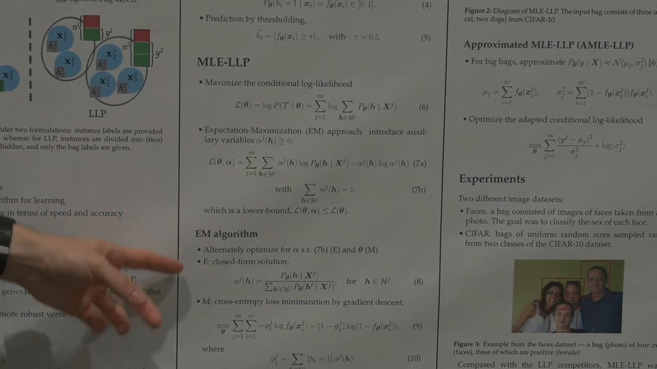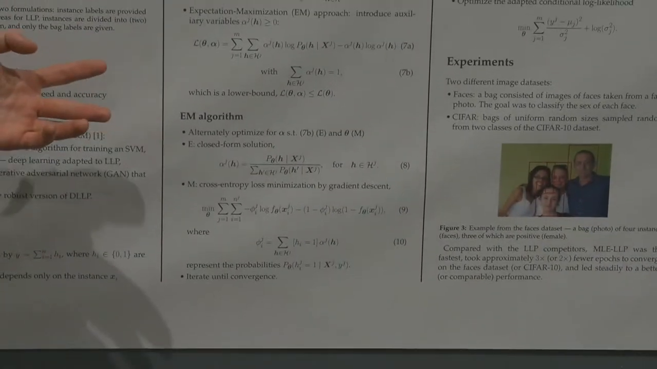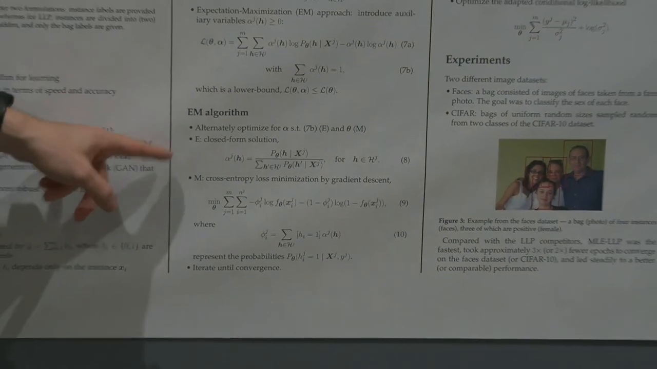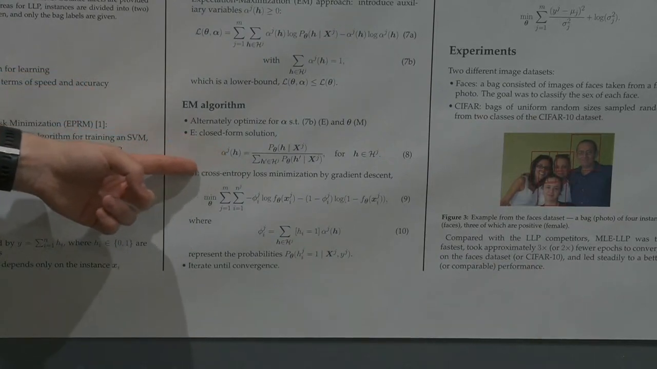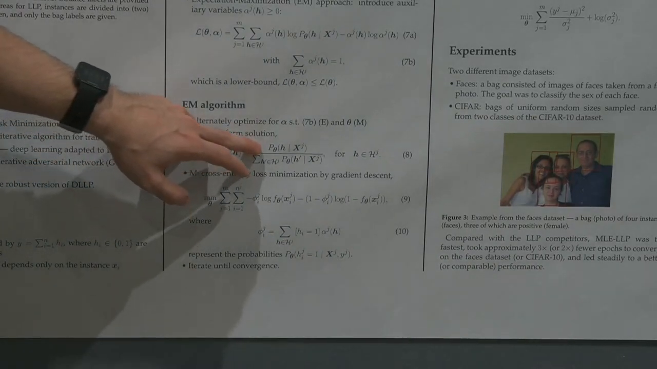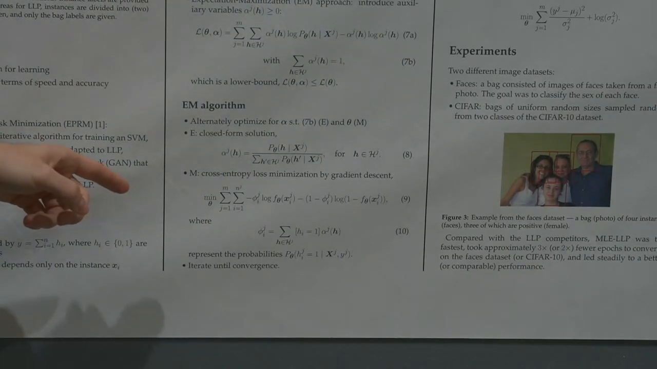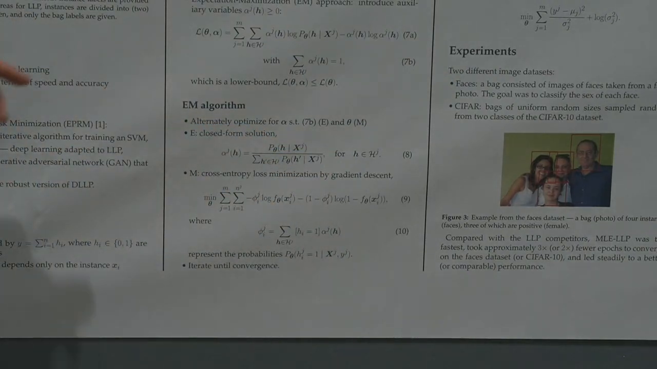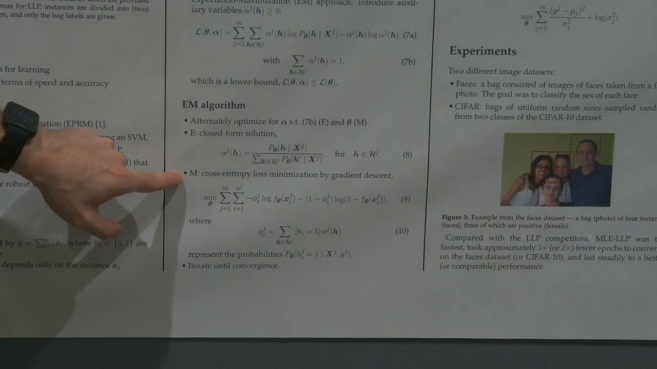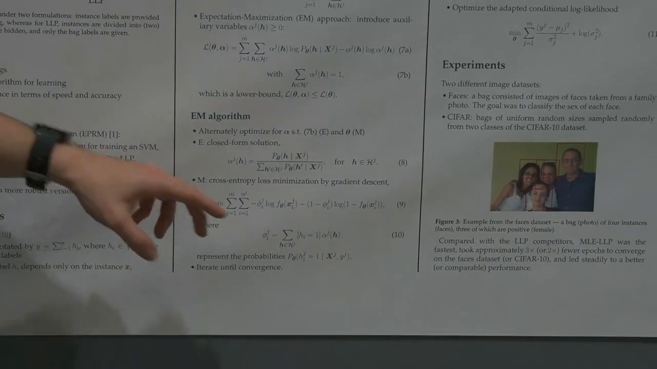This objective can be optimized using an EM algorithm. The EM algorithm consists of two steps. The E step, which stands for expectation, has a closed form solution. We just compute these probabilities, some simple deep net response, then we multiply them together and we normalize them over the bags. And the second step, the maximization step, reduces to the plain and simple binary cross entropy loss minimization.